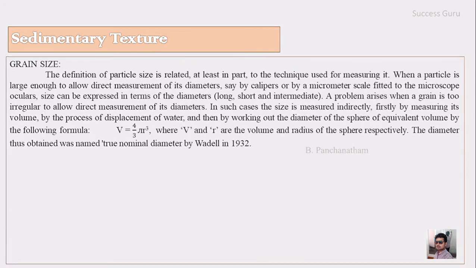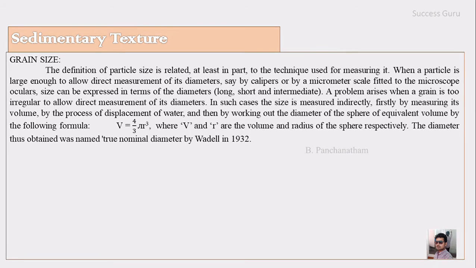So we'll start with the grain size. The definition of particle size is related to the technique used for measuring it. When a particle is large enough to allow direct measurement of its diameter, say by a caliper or by a micrometer scale fitted on a microscope ocular, size can be expressed in terms of diameter, right? In terms of, say, the longer one, shorter one, or intermediate.